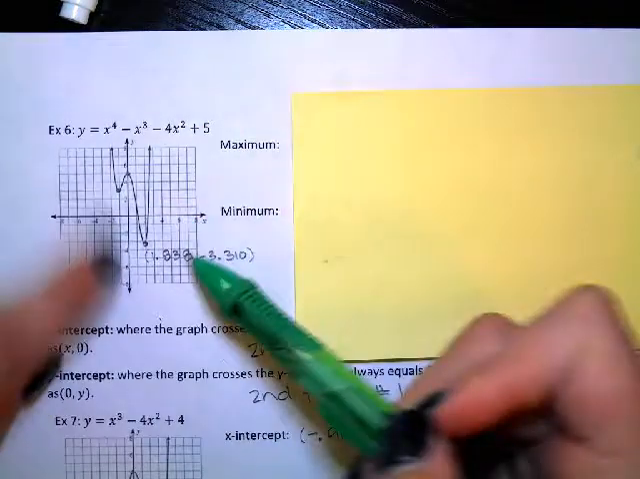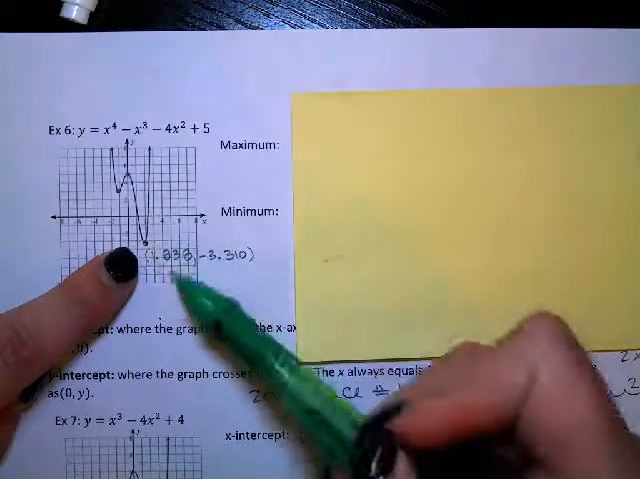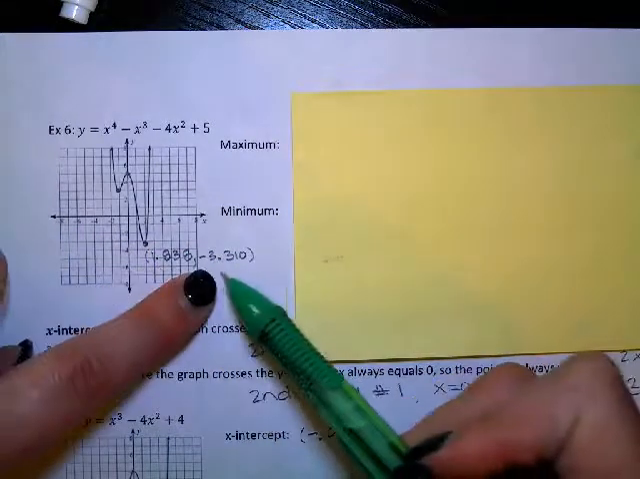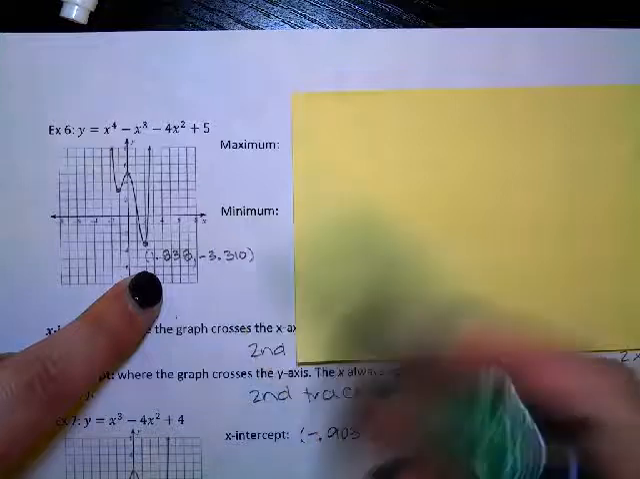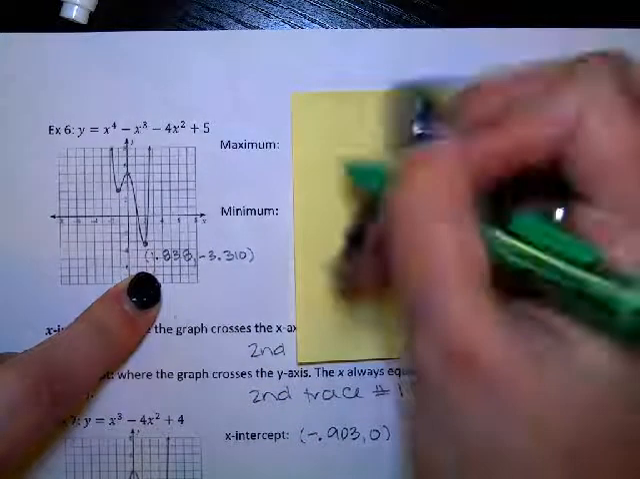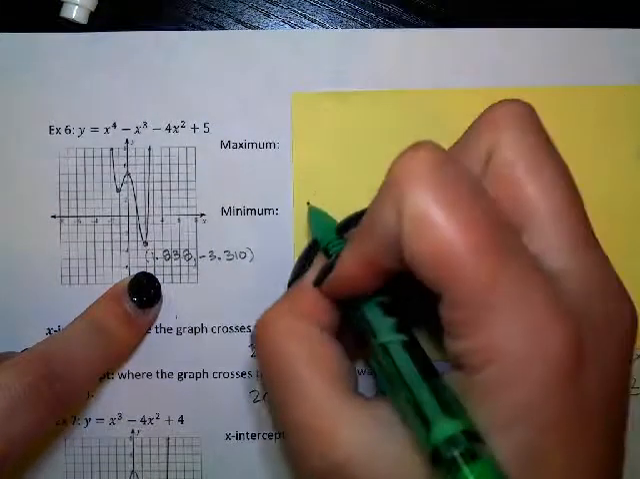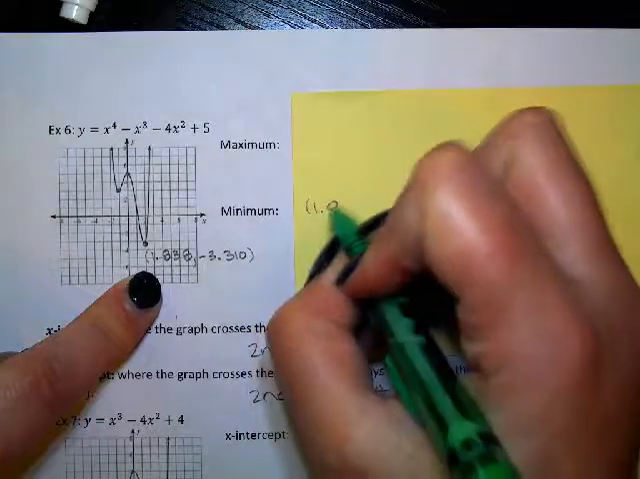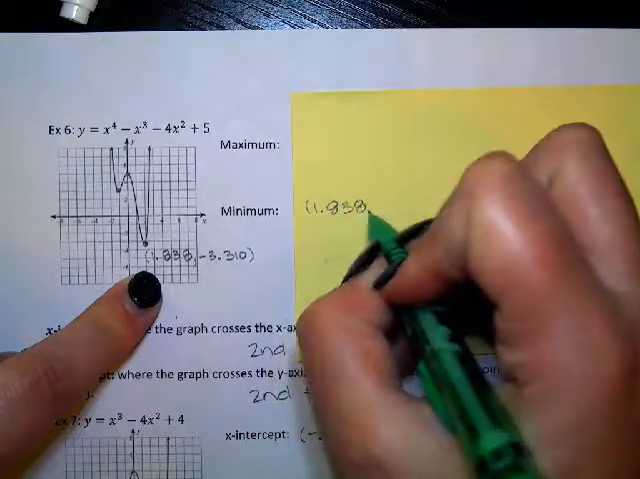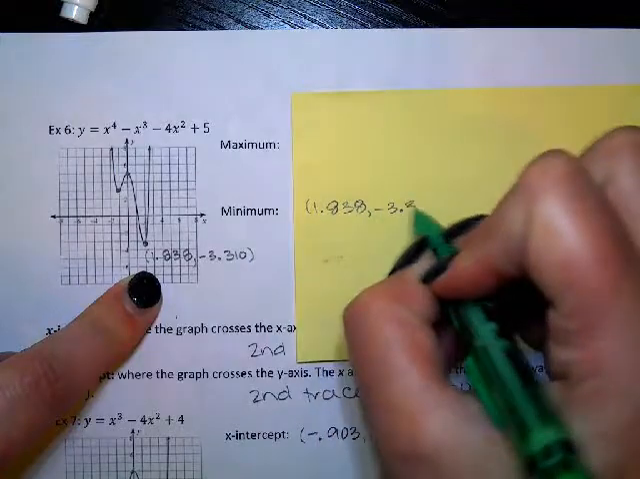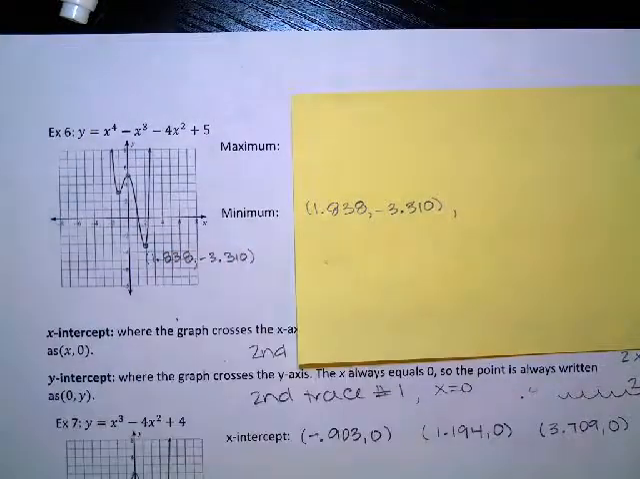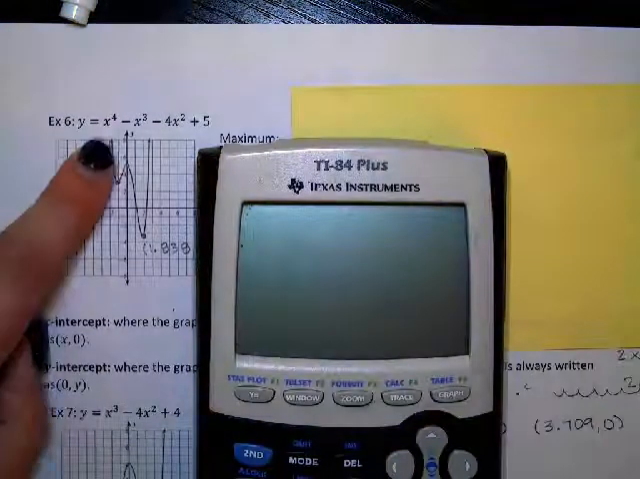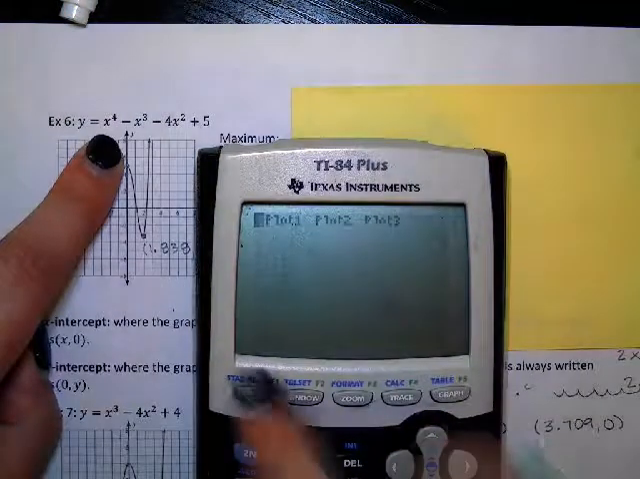All right, so we had the minimum right here, the 1.838, negative 3.310. We already found that one, so that one we can go ahead and write down. All right, let's find the other max, the other min. So we're just going to go ahead and type in this function.